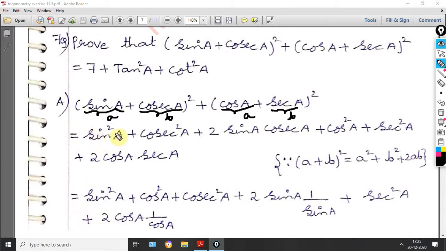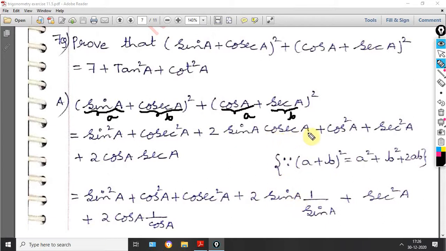Next, what we are doing? We are writing this sin² A as it is. After writing this sin² A, we are writing this cos² A. So we are writing here cos² A. Next, we are writing plus cosec² A. Next, plus is there, we are writing plus 2 sin A as it is.